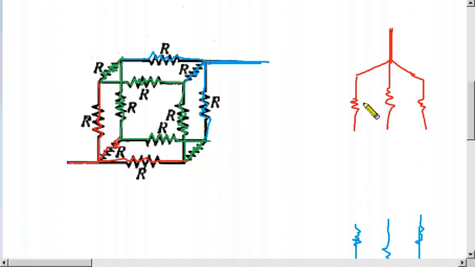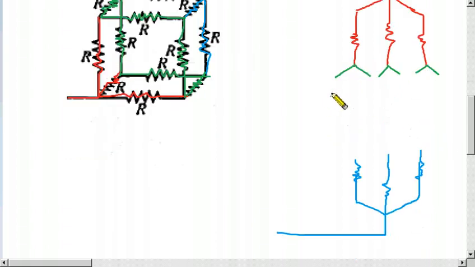Let us start again from the red one. Red one divides into 2 green lines like this. At the end of the red one the current goes to 2 branches that are marked in green color, and there are 2 resistors like this in each. So we are simplifying this circuit.